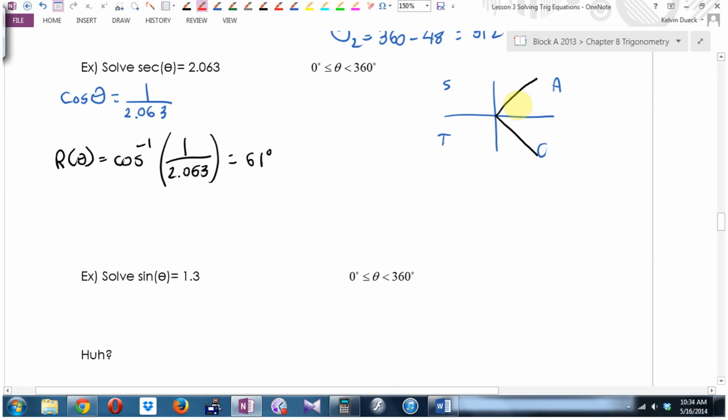Again, what that's saying is that this angle is 61 degrees and this angle is 61 degrees. Theta 1 equals, theta 2 equals. Theta 1 is that big. How big is theta 1? Just 61 degrees. Theta 2 is that big. How can I figure out theta 2? 360 minus 61, which is 299, I think.